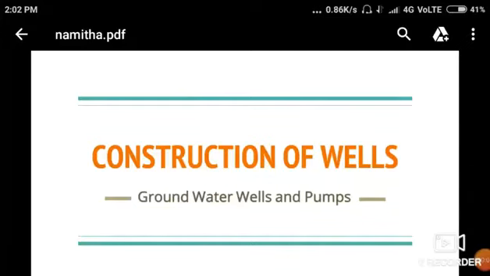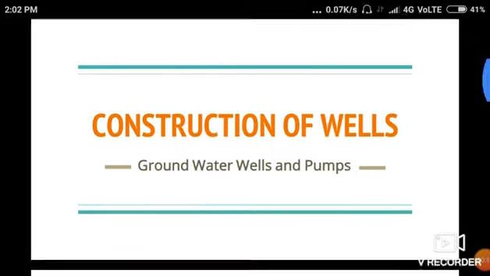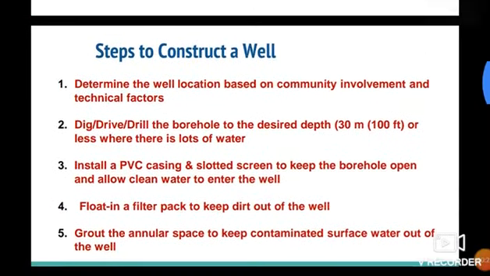In this session, we will study the different steps used for constructing a well. There are different procedures, different steps for constructing a well properly. Here are the steps to construct a well.